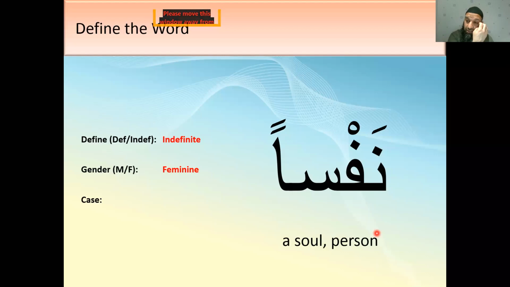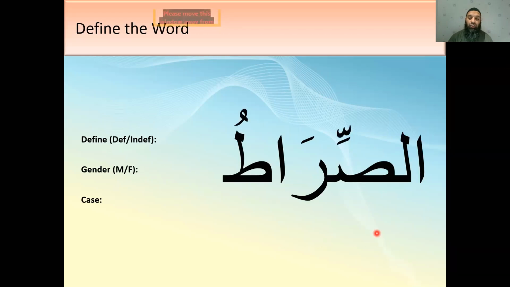And what is the case? Mansoob. Mansoob, because of the double fatha. Okay, sister. As-siratu. So what does this do? Definite. The. Okay, makes it the. Good. And sirat is? Way. Okay, so the way.